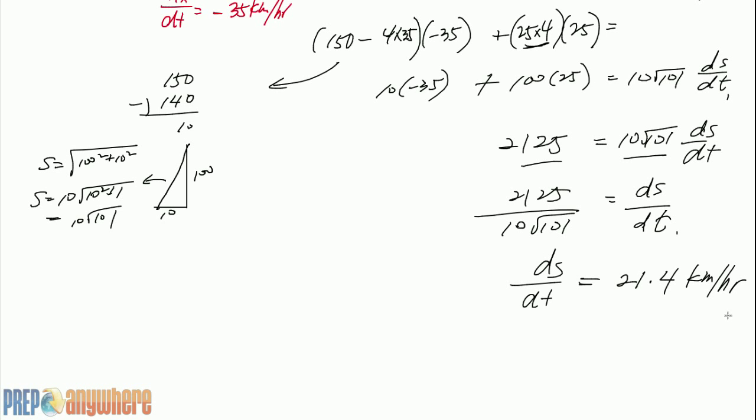Note that because I got a positive value here, this positive number means the distance between the two ships is growing. If I got a negative number here, it would mean the distance between the two ships is shrinking.